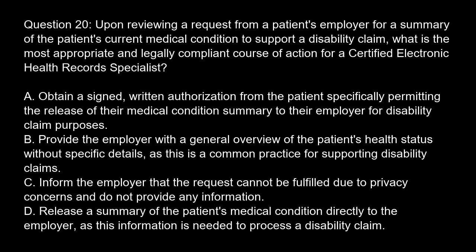Option B. Provide the employer with a general overview of the patient's health status without specific details, as this is a common practice for supporting disability claims. Option C. Inform the employer that the request cannot be fulfilled due to privacy concerns and do not provide any information. Option D. Release a summary of the patient's medical condition directly to the employer, as this information is needed to process a disability claim.